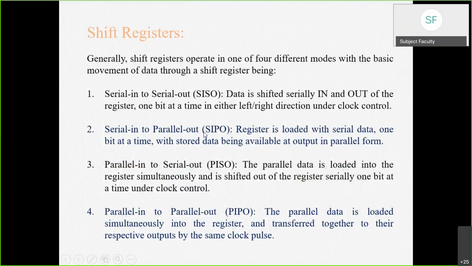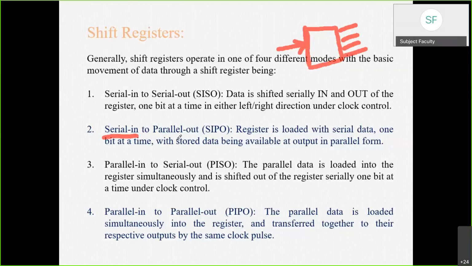Then the next is serial in to parallel out, that is SIPO. As its name indicates, the input will be fed in serially. Suppose this is your register, so the input given is serial, but now the output is taken as parallel. So if it is 4 bit, then there will be 4 output bits, right?